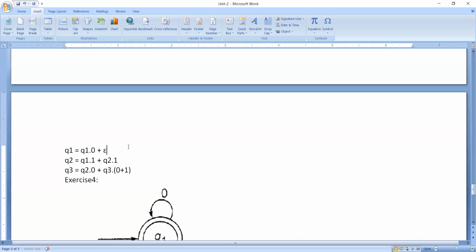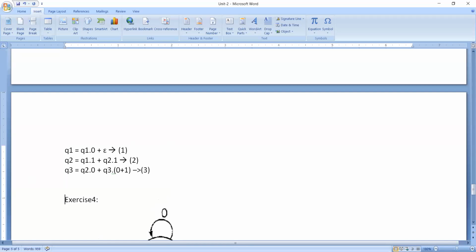Now let us assume that this is my first equation, this is my second equation, and this is my third equation. Now what we actually need to find out is the value of Q1 plus Q2. This is what we need to find out.